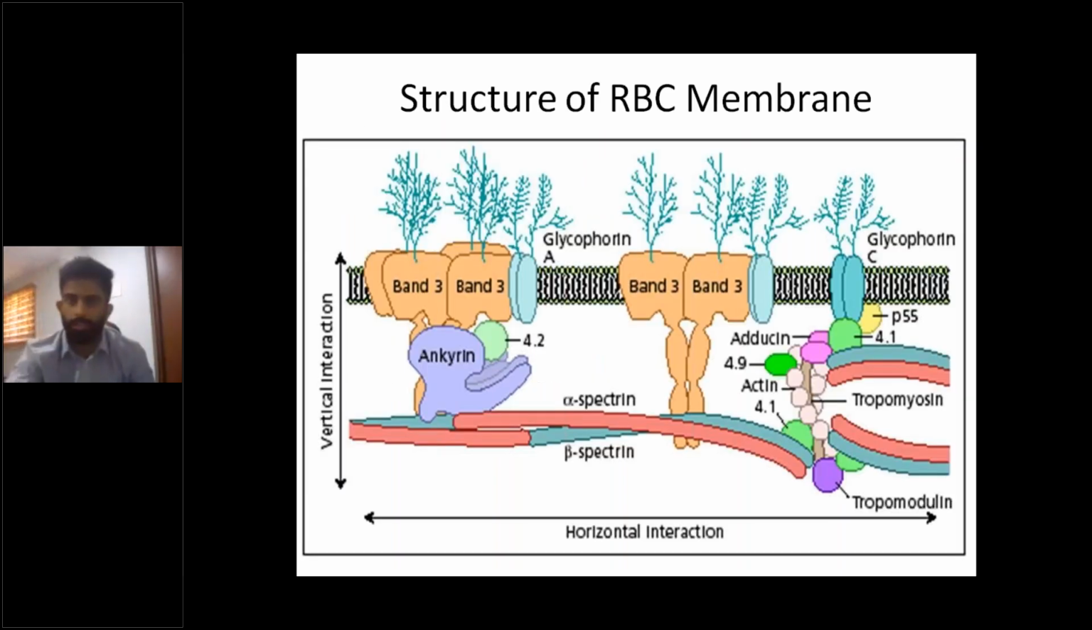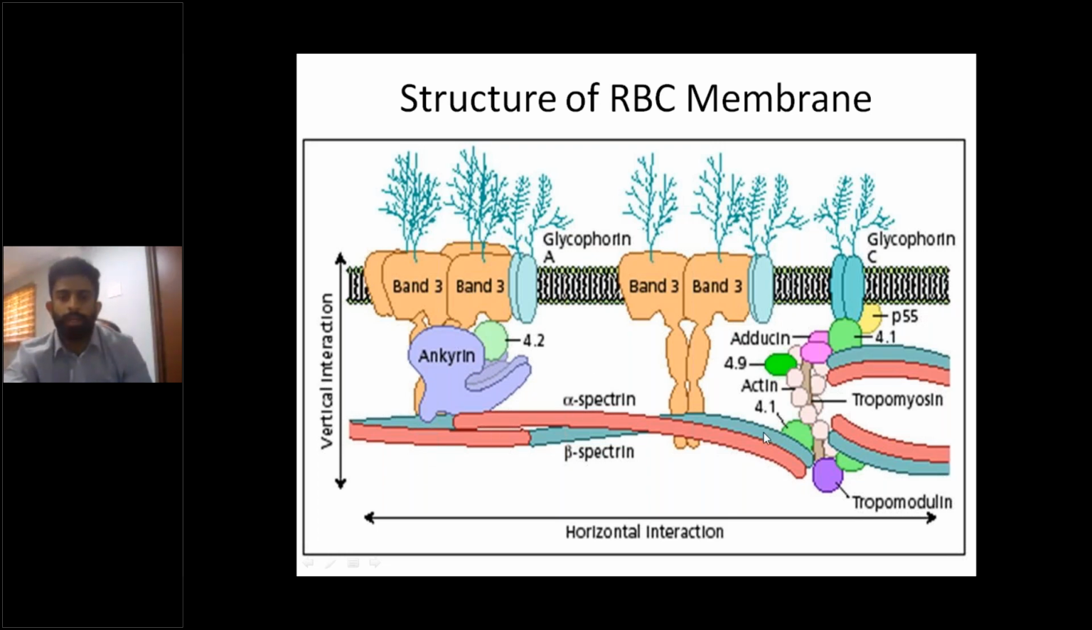Here's a schematic representation of the structure of the RBC membrane. You can see there are vertical interaction proteins and horizontal interaction proteins. In the vertical interaction proteins, you can see band 3 here, band 3 over there along the cell membrane, and then there's ankyrin over there, which is anchoring to the spectrin protein. There's protein 4.2 here that is also in the vertical interaction. So band 3, protein 4.2 and ankyrin are the proteins that are here.